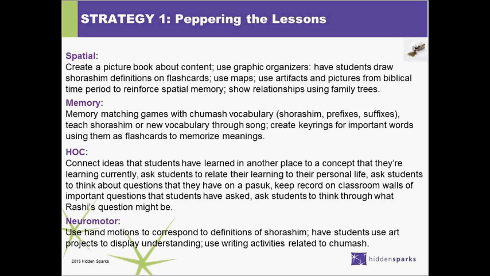In higher order cognition, you can help students connect ideas. You could ask students to connect ideas that they have learned in other places to concepts that they're learning now. You can ask them to relate their learning to their personal life. You can keep record on classroom walls of important questions that they've asked, and ask them to think through for themselves what Rashi's question might be. On a neuromotor end, you might have them use hand motions to correspond to definitions of shorashim. You might have students use art projects to display their understanding, or writing activities related to the Chumash.